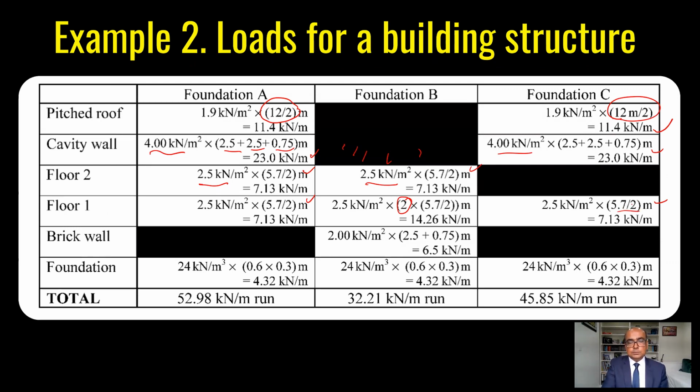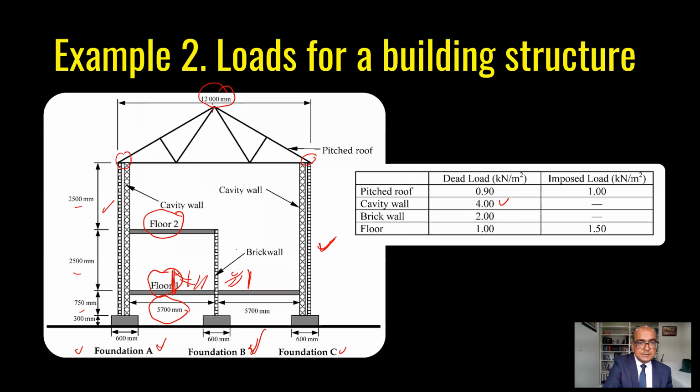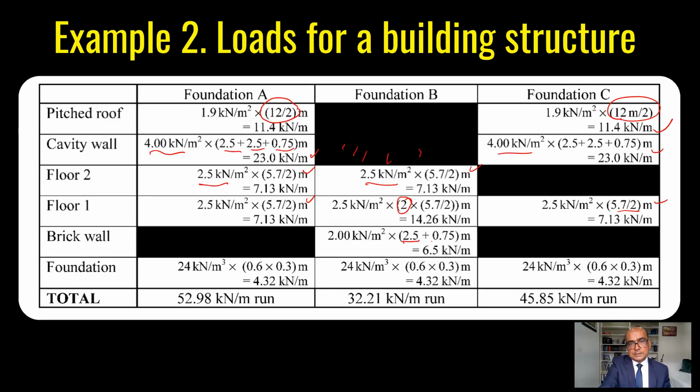Then we have a brick wall. Brick wall is simply resting on foundation B. So brick wall has 2 kilonewton per meter square. We'll multiply it with the height. Height is 2.5 plus 0.75. So 2.5 plus 0.75 times the loading given, which is 2 kilonewton per meter square. We get loading of brick wall on foundation B.